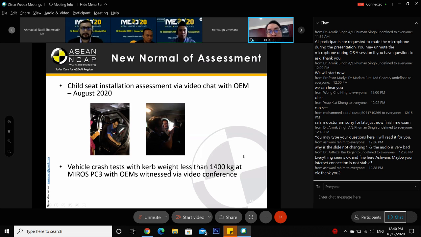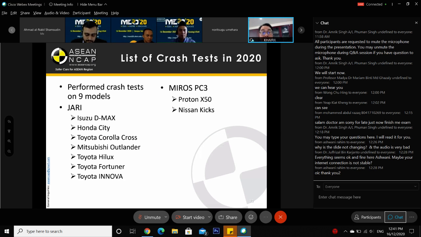We couldn't test anything heavier because the setup of the lab itself is not for bigger vehicles. It started with a plan to only do research for small vehicles, not for the NCAP. And for this year, we have tested 9 models, and some of the cars are tested in JARI, Japan Automobile Research Institute, especially for the bigger cars, but some have also been tested in Myros PC3.